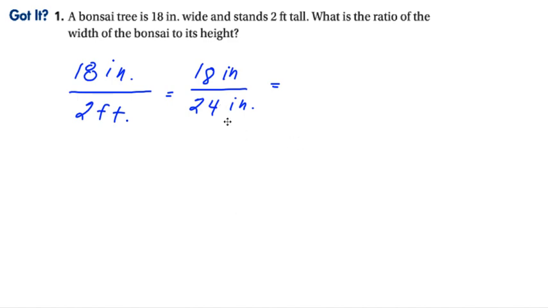And we can simplify this by dividing by 6 on both the numerator and denominator. So we have 18 to 24 becomes 3 to 4. And our units then would cancel, so we would just have the ratio of 3 to 4.